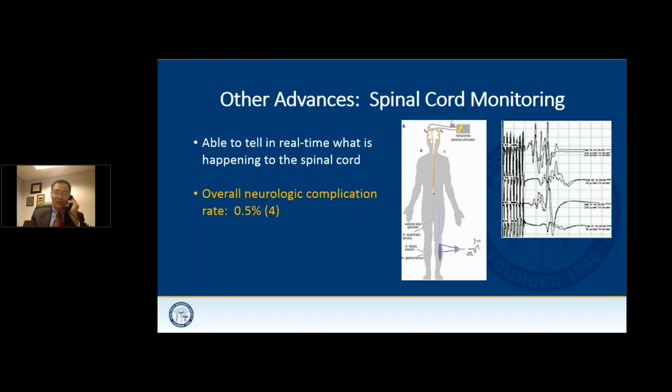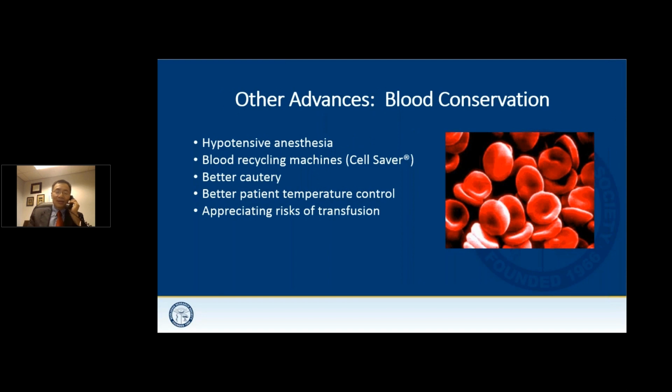Additional advances are blood conservation. Spine surgery can often result in a large quantity of blood loss, and many advances have allowed not only saving or decreasing blood loss, but also increasing the safety of transfusion if you should need it. So we do things such as hypotensive anesthesia, meaning keeping the blood pressure low as the patient's receiving the surgery. We use blood recycling machines called a cell saver that takes the blood that's lost in the field and gives it back to you. We use better cauteries, essentially things that allow you to coagulate bleeding points in the soft tissues.